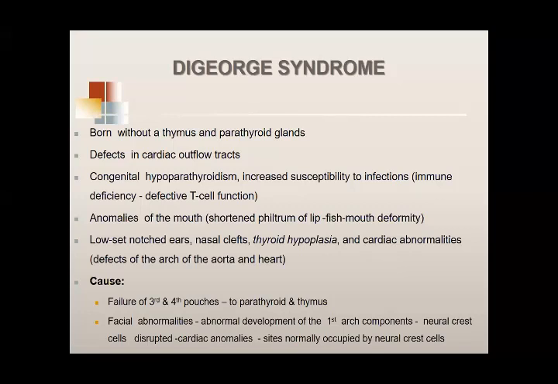उसके अलावा माउथ की anomalies हैं इसमें fish mouth deformity होती है because the philtrum of the upper lip जो है that is short. So there is a short upper lip resulting in a fish-like deformity. उसके अलावा ears की eyes की deformity होती है. The ears are low set. The nose is cleft. Bifid nose होता है. And then along with the parathyroids, thyroid gland का भी hypoplasia होता है. Normally develop नहीं हुआ होता, underdeveloped होता है.